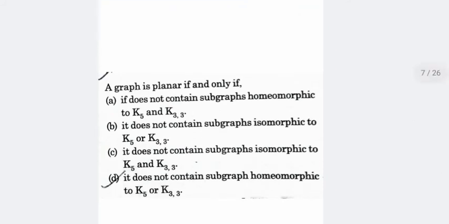A graph is planar if and only if... There are four options. Option A, it does not contain a subgraph homeomorphic to K5 and K3,3. Option B, it contains a subgraph isomorphic to K5 or K3,3. Option C, it doesn't contain a subgraph isomorphic to K5 and K3,3. And option D, it doesn't contain a subgraph isomorphic to K5 or K3,3. So the correct answer is option D.